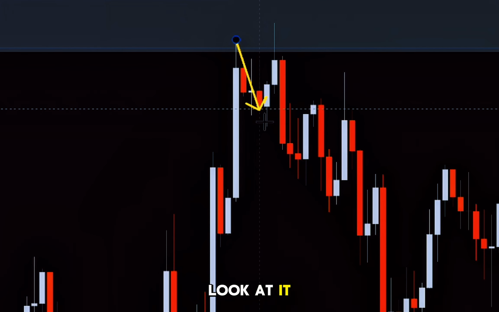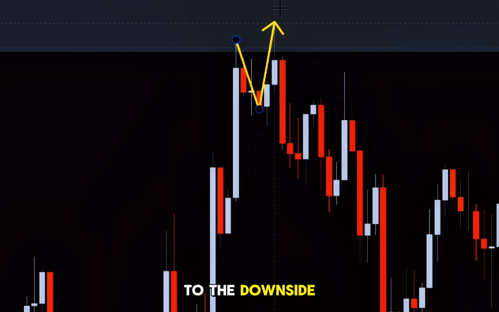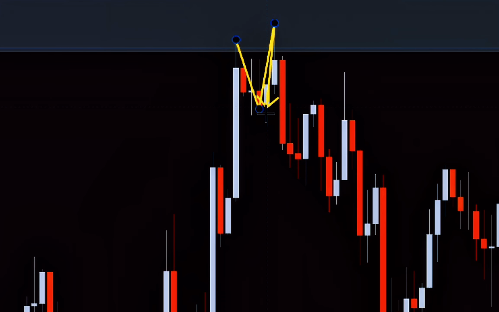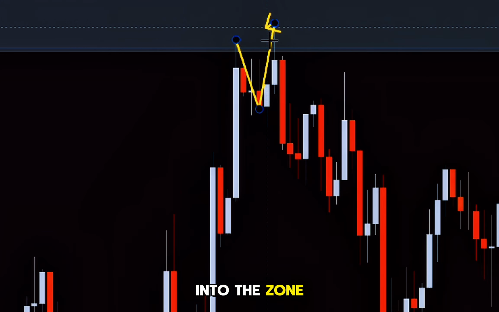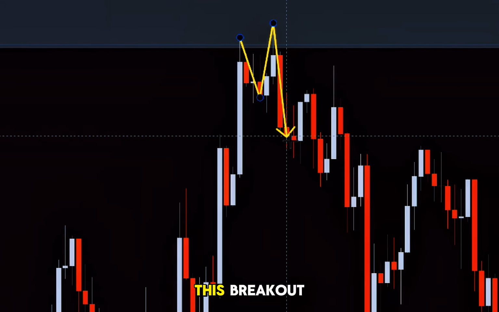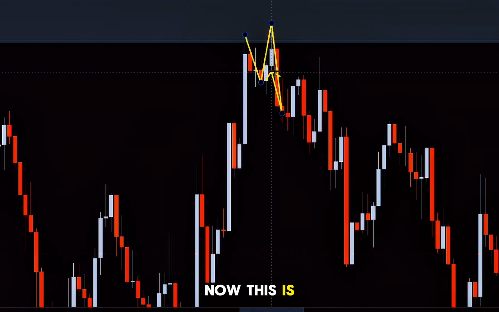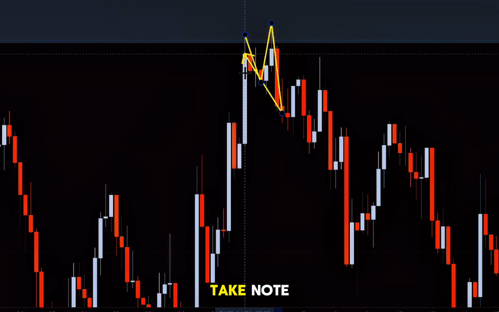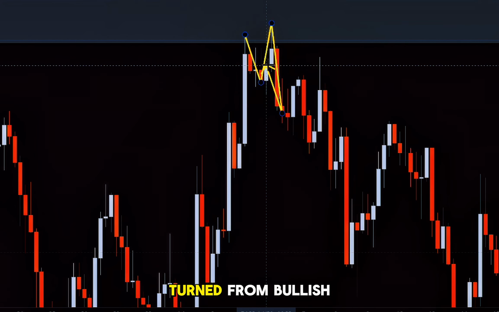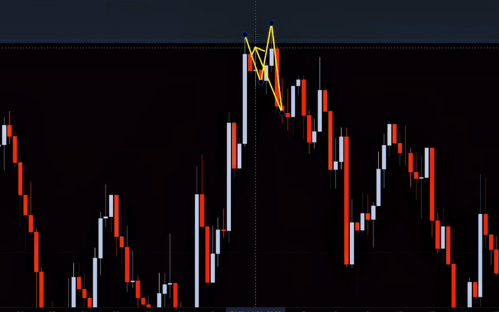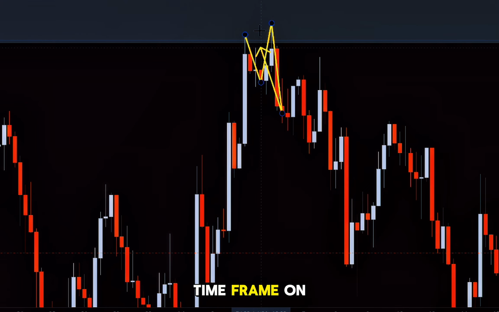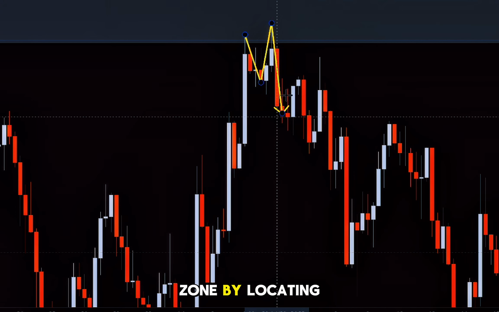So if we look at it, this was moved to the downside and then up here. This is the last push that pushed market into the zone before we have this breakout. Now this is the very point you have to take note, because now the market has turned from bullish to bearish on a daily time frame, on a daily zone. So you want to trade it back from this daily zone to another daily zone by locating it.